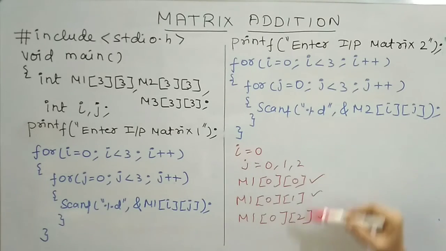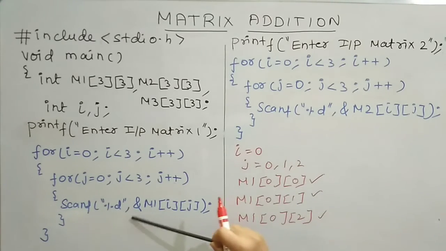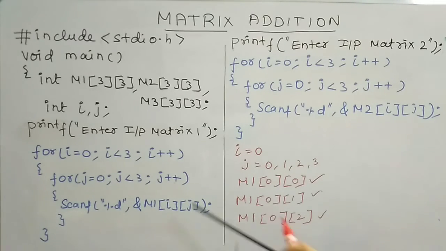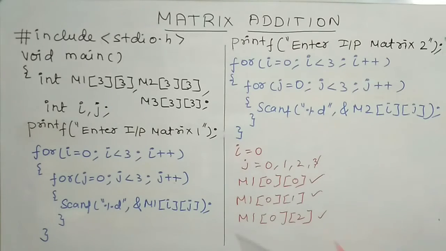During this iteration I am getting the 3 elements in the first row of this array M1. After this I will jump back to the inner for loop. Now if the value of j becomes 3, it checks the condition j less than 3. For j equal to 3 the condition is not satisfied, so the complete execution of the inner for loop is over. Now I will get back to the outer for loop.